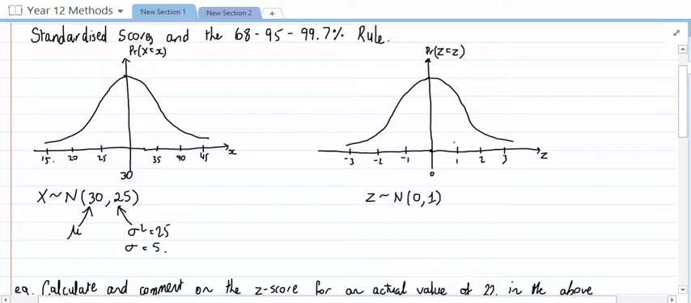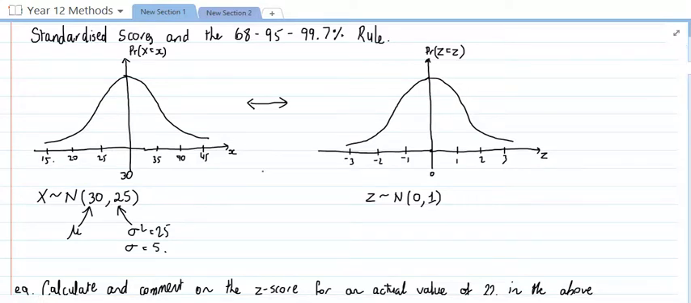And this is really just highlighting that these two graphs, we can change between one and the other fairly easily. You can see that they have the same shape, and you can see that a score of 35 on this graph here would correspond to a score of 1 over here, or a score of 45 here would correspond to a score of 3 over here. So what I've done here is I've normalized the data, and the calculation of the Z-score is actually quite an important one to be able to do.